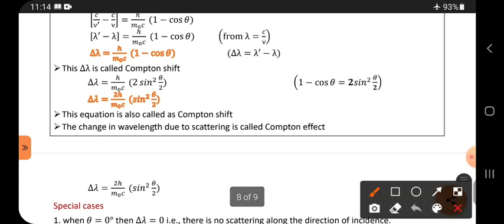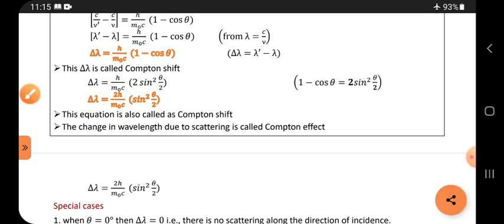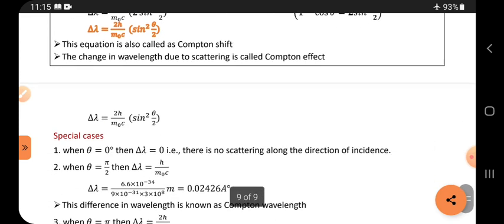So everybody knows that 1 minus cos theta is what? 2 sin square theta by 2. In the place of this, putting 2 sin square theta by 2, we get 2h by m naught c sin square theta by 2. This is also called Compton shift. And this change in wavelength due to scattering is called the Compton effect. Like this, Compton effect.